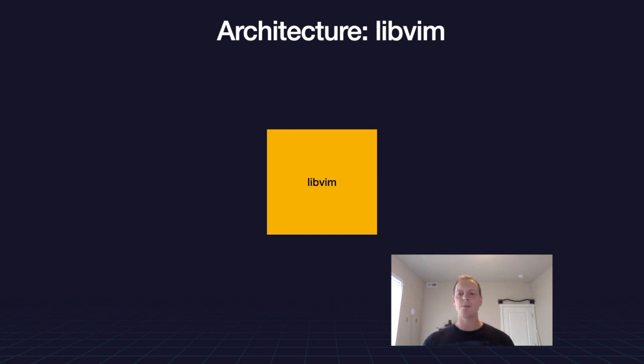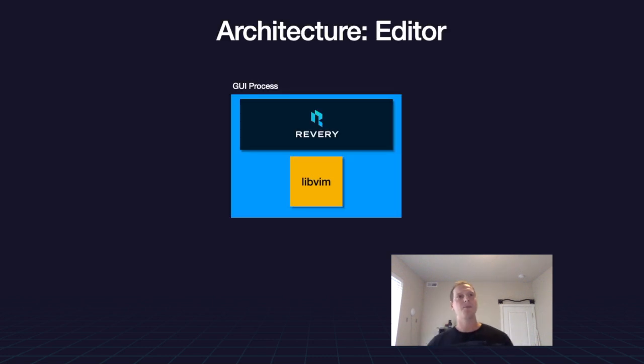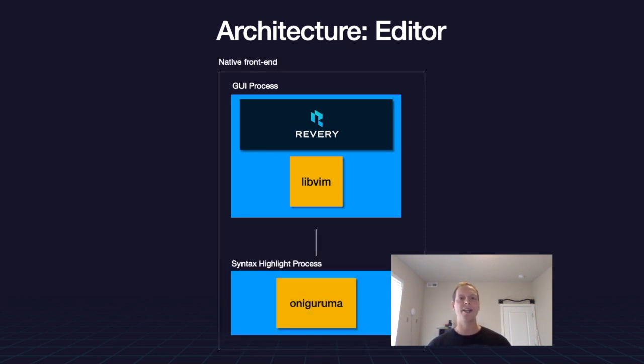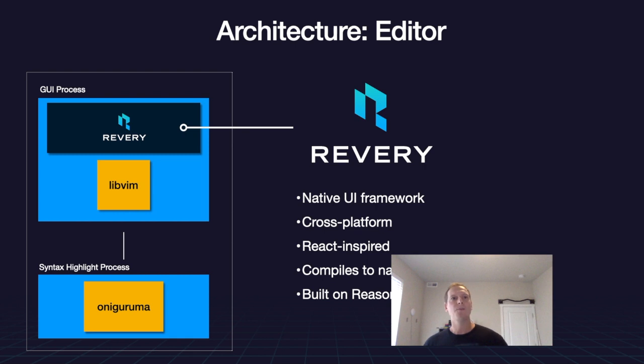We take libvim and we link it into a native GUI process. We also have a process to handle syntax highlighting, and this is our native front end. And this could really work standalone. Reverie is a native UI and application framework that we built for Onivim. It's cross-platform. The API is very much React inspired, but it compiles to native machine code. It uses Skia as the rendering engine and some other libraries like HarfBuzz for text shaping.